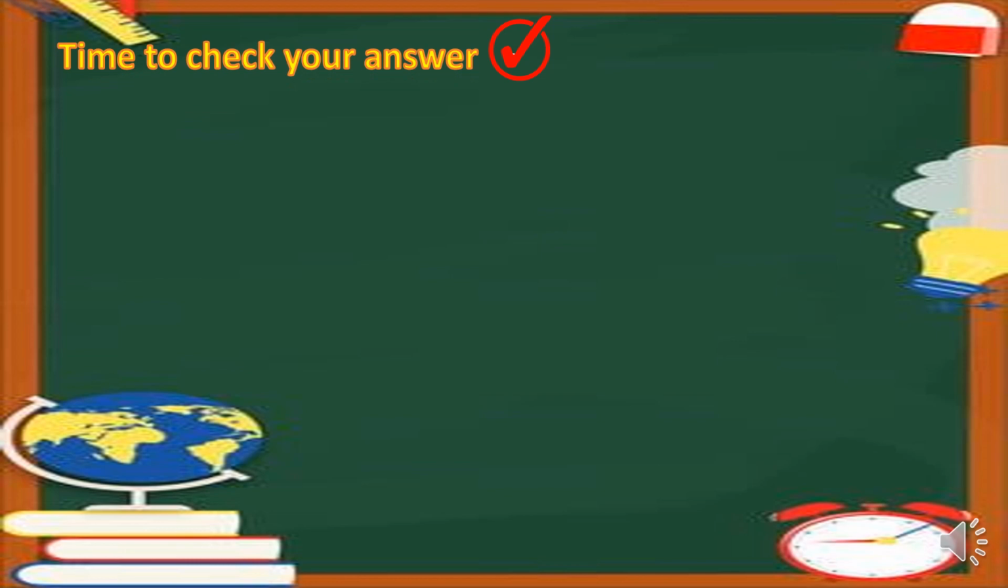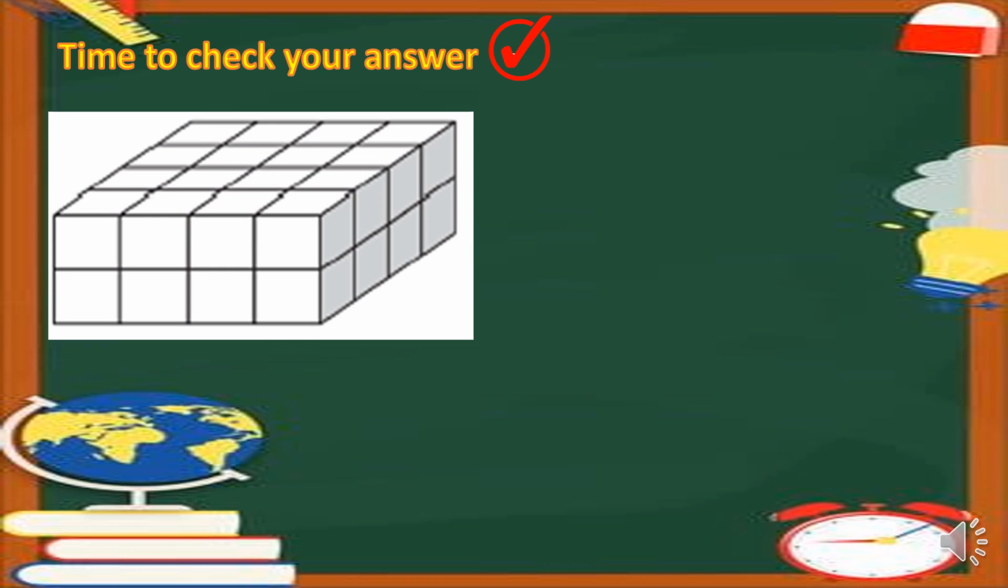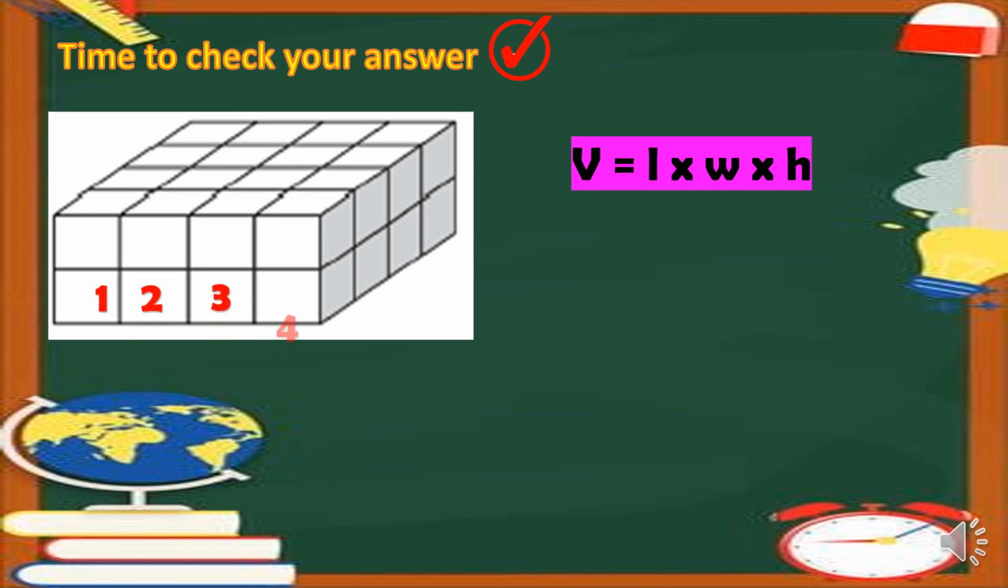So it's time to check. So let us first do the first figure. So again, we will be using the formula V is equal to length times width times height. So we have the length which has 1, 2, 3, and then 4. So that means meron tayong 4 units of length. And then the width, we have 1, 2, 3, and then 4. So the same, the width has also 4 units. While the height has 1 and then 2.